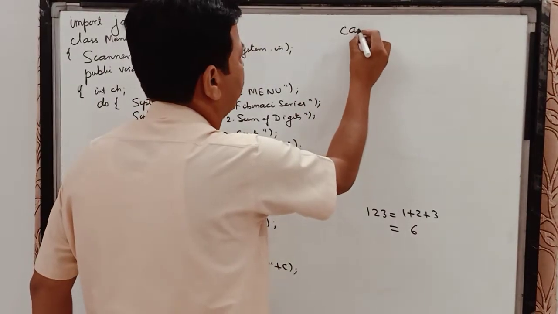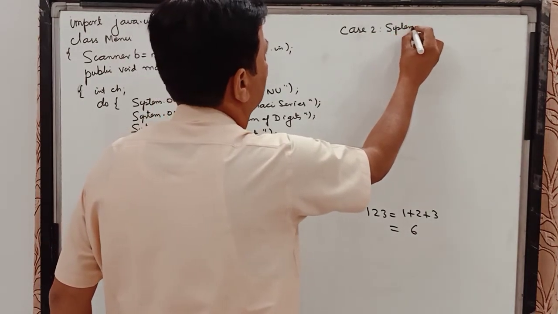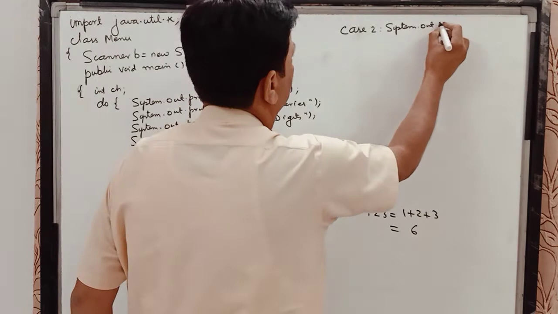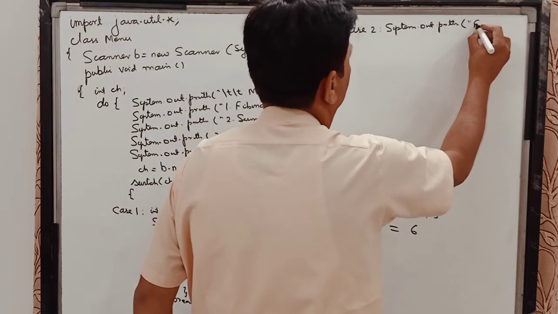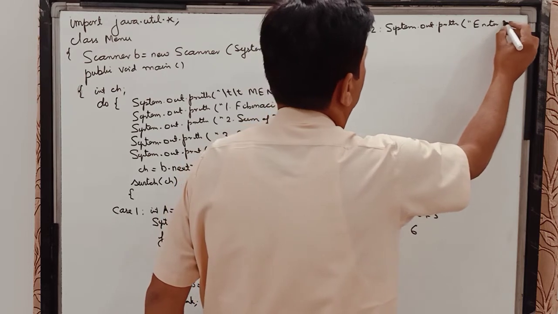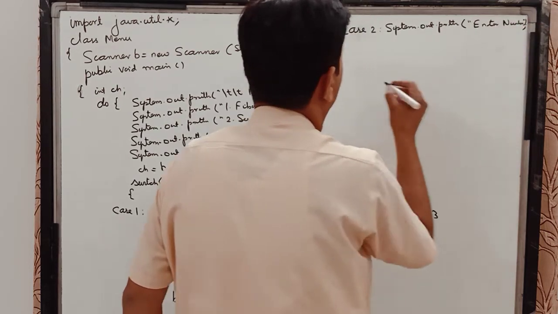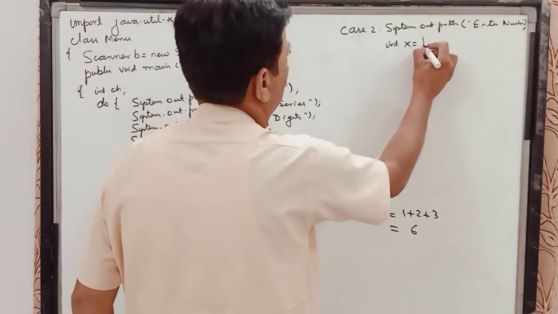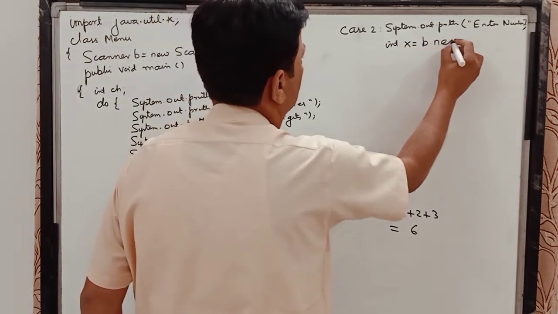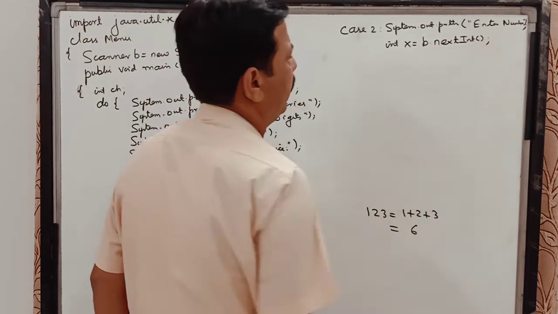So case 2, first of all we enter a number. So System.out.println enter number, and children, I enter my number in x. So x is equal to b dot nextInt. So this is the number I have entered.